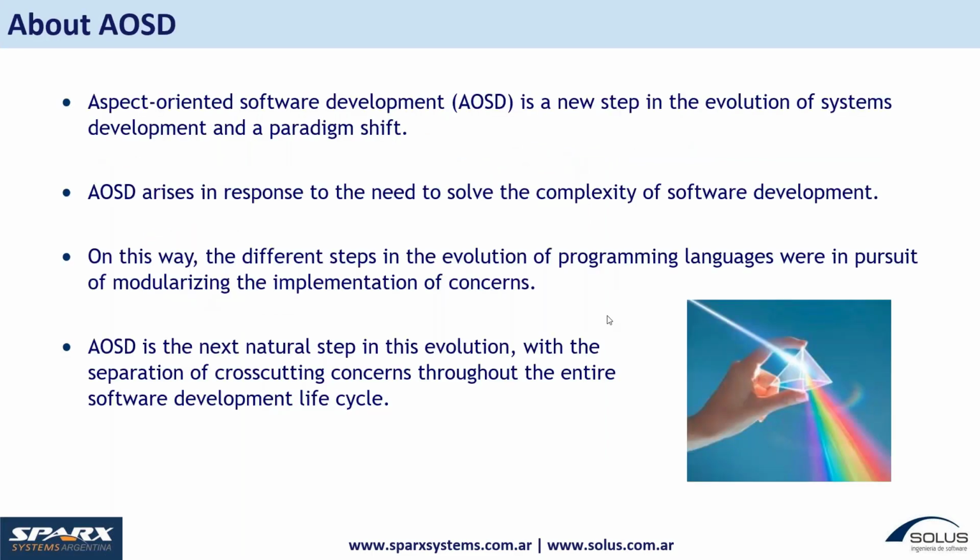Regarding aspect-oriented software development, I like to say that it's a new step in the only path that we have in the evolution of software development. We need to manage software complexity, and this approach gives us the possibility to deal with cross-cutting concerns that are tangled and scattered throughout the whole software.